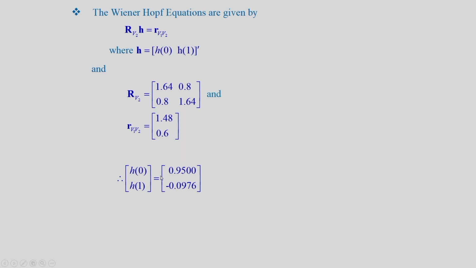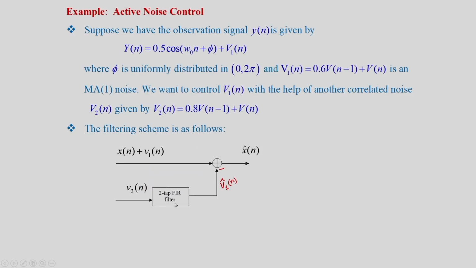Therefore, we can find out now what H will be. H is equal to R V2 inverse into small r V1 V2. If we apply the inverse of this matrix and then multiply with this vector, we will get the result that H0 is equal to 0.95 and H1 is equal to minus 0.976. Now, these are the filter coefficients corresponding to this two-step FIR filter, and when we filter this noise sequence with this filter, we will get V1 hat n, and this will cancel out V1 n. That way we get the noise cancelled output.